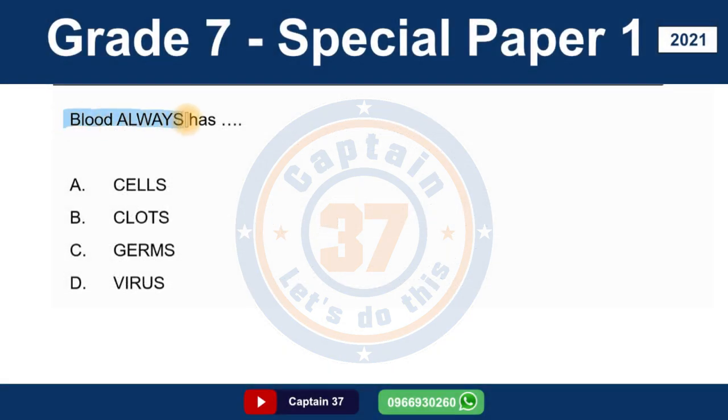Blood always has. Is it A, cells? Is it B, clots? Is it C, germs? Or is it D, virus? The answer to this particular question is A. Blood always has cells.